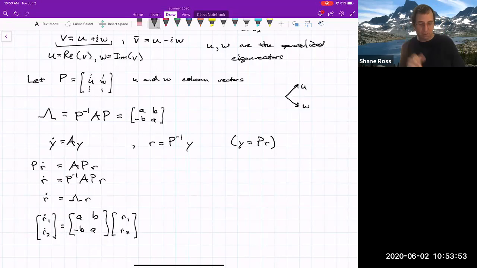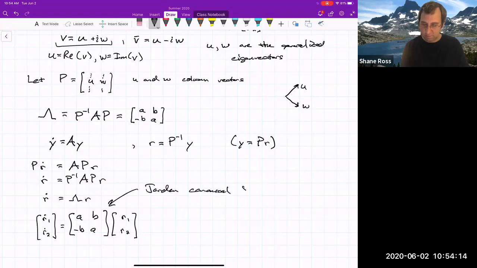And so this is the simplest representation. You'll notice it has that nice form: the a's along the diagonal, and then b and minus b. So this matrix representation is the Jordan canonical form for the case of complex conjugate eigenvalues.